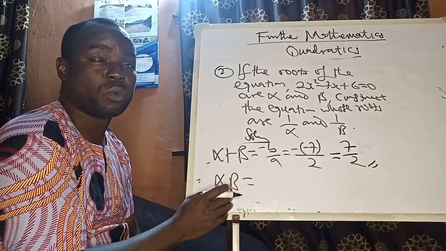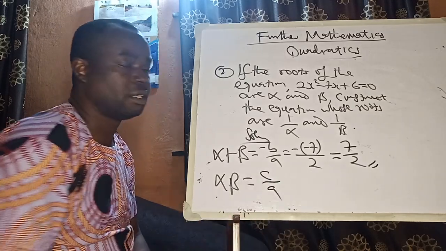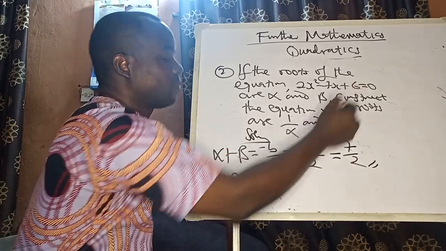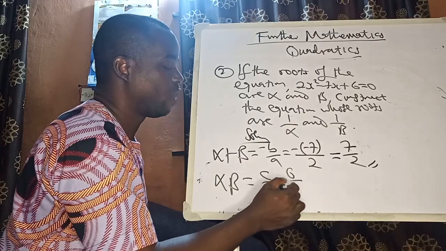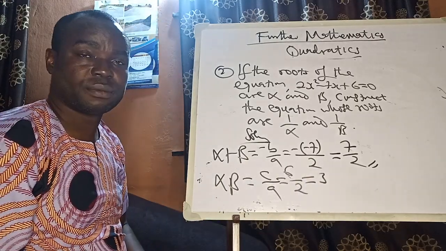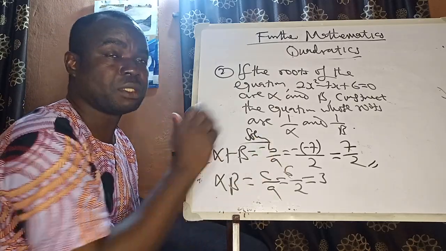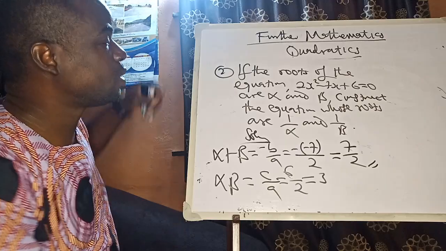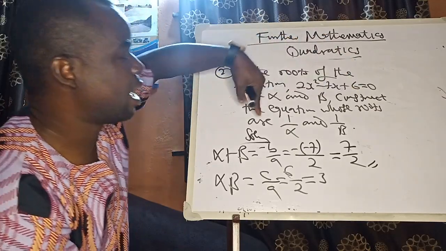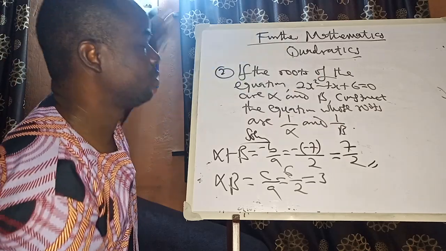Now, alpha beta is what? What's the formula for alpha beta? C over A. What's our C? Our C is 6 over A is 2, which will give us 3. Are we following? So make a copy of this, keep it. Now the question says you should construct the equation whose roots are 1 over alpha and 1 over beta. Now let's solve it.